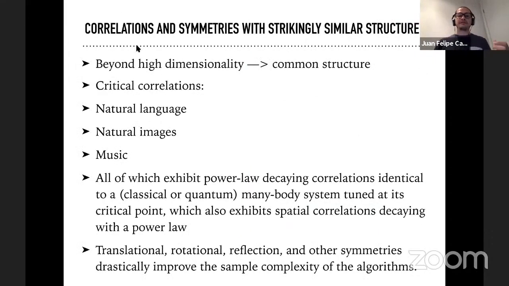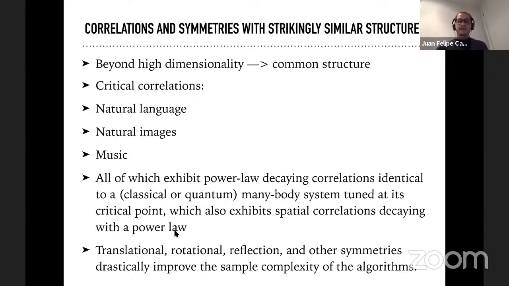And it's because there's a lot of correlations and symmetries. And the cool thing is that they have strikingly similar structure, both in machine learning and in quantum physics. So beyond high dimensionality, there's a lot of common structure, like, for instance, critical correlations, like those occurring in natural language and natural image and music. All of which exhibit power law decay correlations, which are very similar, for instance, to classical and quantum many-body systems tuned, I'd say, at a critical point.